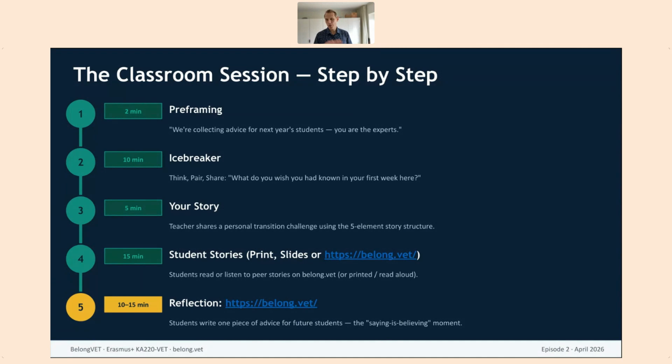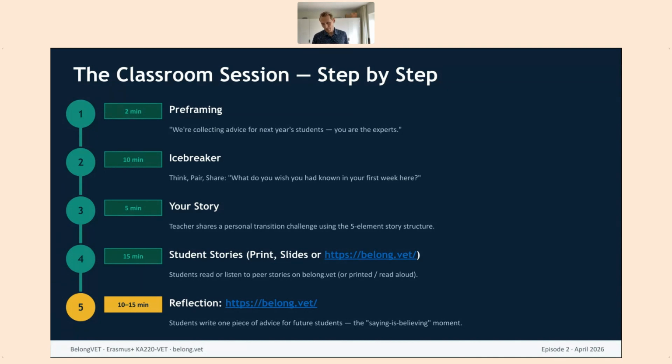And then, after we tried different things across the project over the last couple of years, we came up with the idea that it requires some kind of icebreaker to get students going. So usually you will ask them, think, what do you wish you had known when you were new at this place, or the first week you were here? Think about it, talk about it in pairs, and then share a little bit about it. So you will ask students to just have a discussion about what they wish they had known in the beginning.